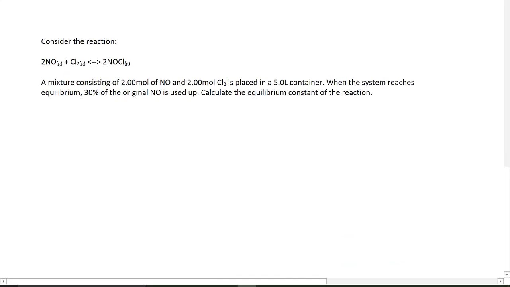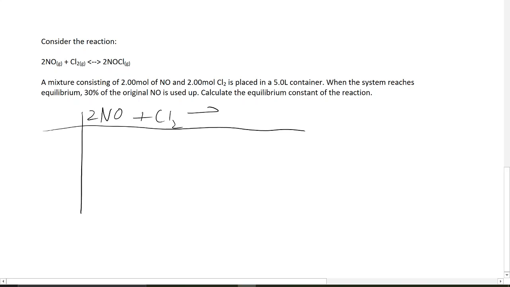You should always start with drawing an ICE chart. So we can start with the chemical equation, 2NO plus Cl2. You don't need to put the phases in this one, it's just a waste of time. Equals 2NOCl. Then on the left we have I, C, and E.